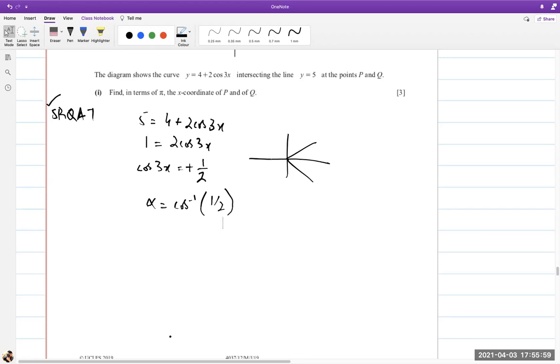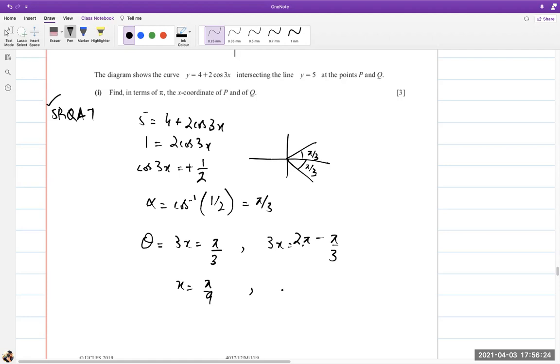1/3 pi. Yeah, pi by 3. So that's my alpha. So that's pi by 3. Theta is going to be 3x, which is going to be pi by 3, or 3x is going to be 2 pi minus pi by 3. In either case, I'll get x equal to pi by 9.